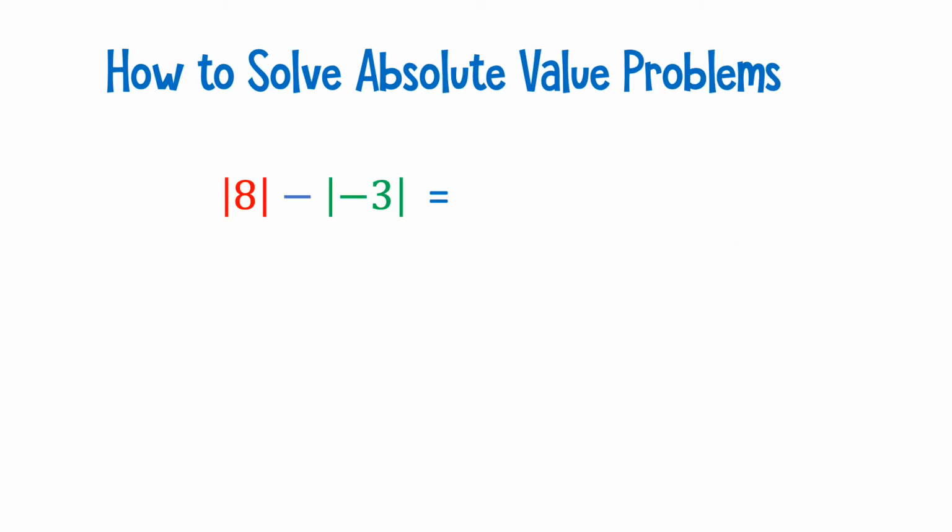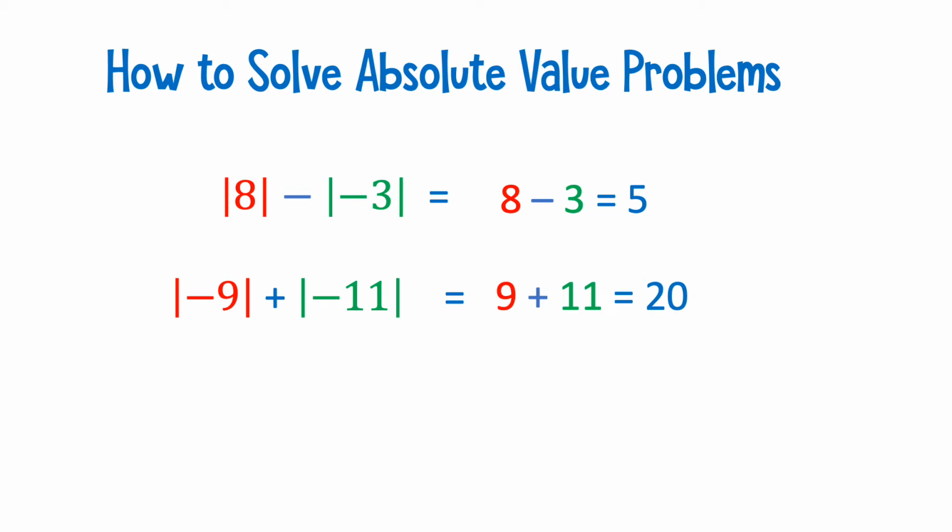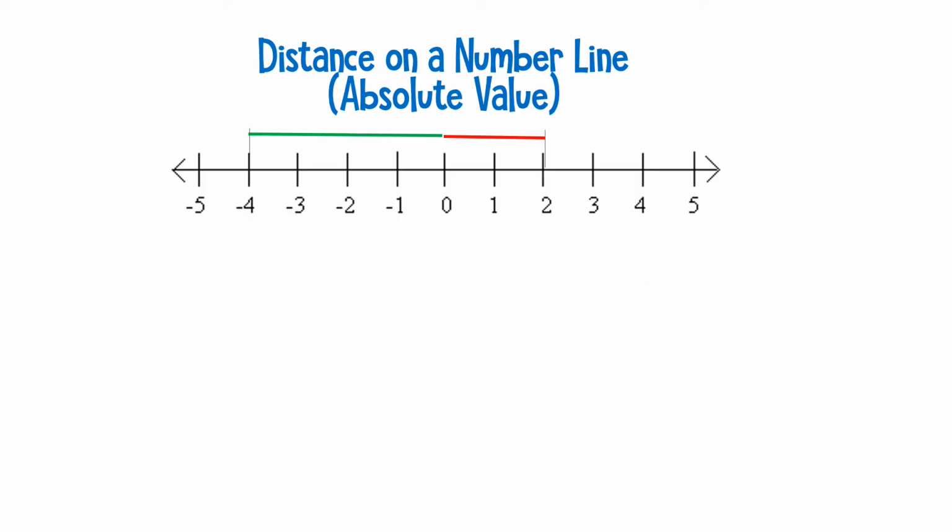How do we solve absolute value problems? We can solve for each of the absolute values. The first problem translates to 8 minus 3 equals 5. This would be positive 9 plus positive 11 equals 20. In this problem, you would solve the inside of the absolute value bars first. So negative 9 plus 7. This translates to the absolute value of negative 2. The distance from 0 would be positive 2.